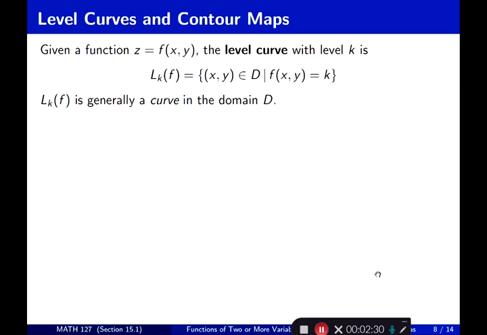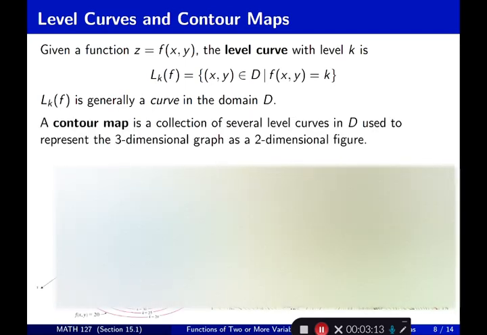Level curves and contour maps. Given a function z equal to f of x and y, the level curve with level k is L sub k of f, the set of all x and y in D such that f of x and y is equal to k. So basically you're looking at all the z values that are equal to k, and you go back to the domain.